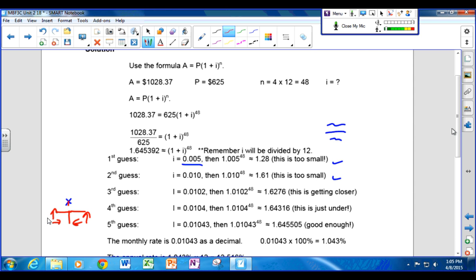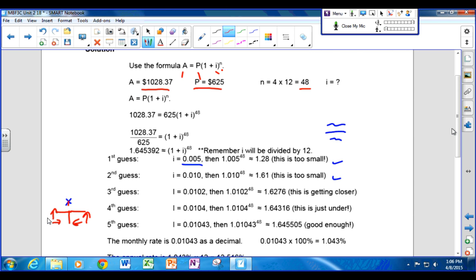We know this is our target amount, so we have the A value. We have the P value. We even have the N, which is 48. What we're missing is the I value. So what we're going to do is plug in some numbers until we find the proper I value. Now, the way they do it is they just come up with an I value.